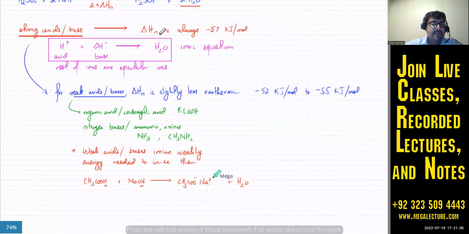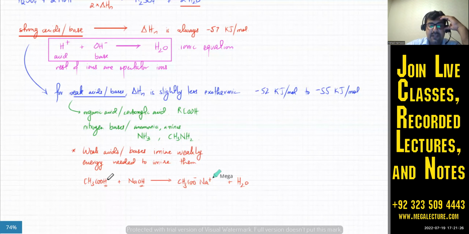Why is it always having the same value? Because it's always the same reaction. The other ions, whether it's HCl or HNO3, they're all spectator ions. Then we've got weak acids and weak bases. Their enthalpy change of neutralization is slightly less exothermic. Why? Because weak acids don't tend to ionize. They don't produce H+ ions that readily.